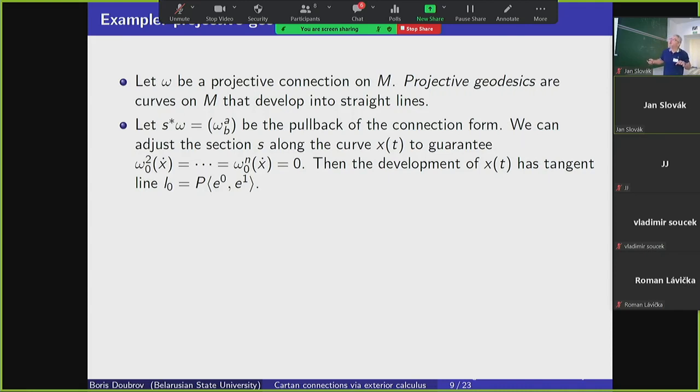If you look at our connection form that sits on our base manifold, as usual, we fix a certain section. We apply omega to our curve x dot, and we end up with something that takes values in sl(n+1).